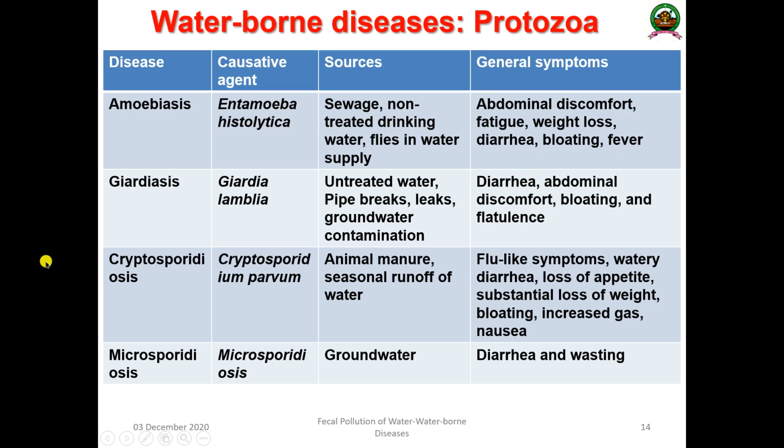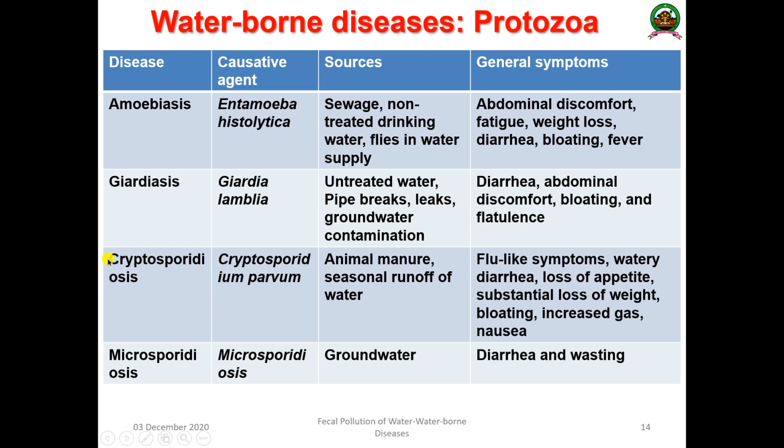Next one is giardiasis. The protozoa is known as Giardia lamblia. The source is untreated water, especially water obtained from pipes, if there is a break or leak, or groundwater contamination like springs and wells. You will get giardiasis. The common symptoms are diarrhea, abdominal discomfort, bloating, and flatulence. So these are some of the general symptoms.